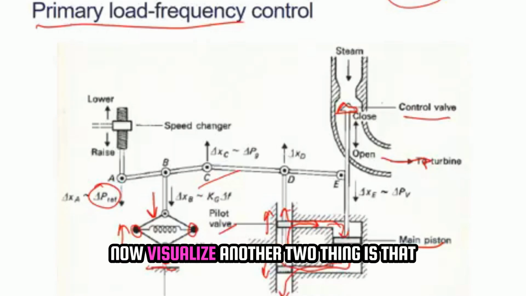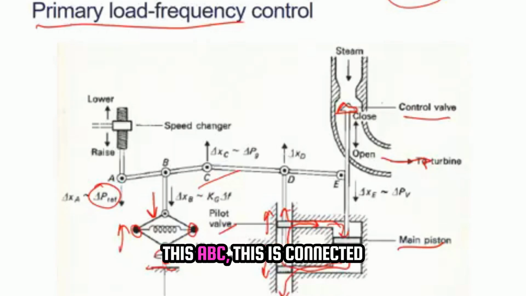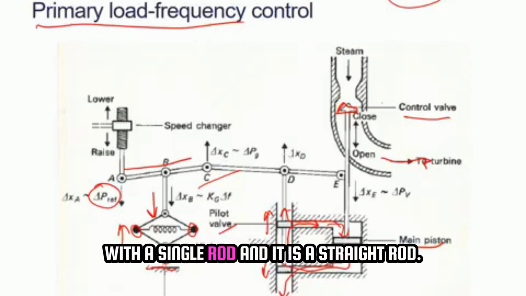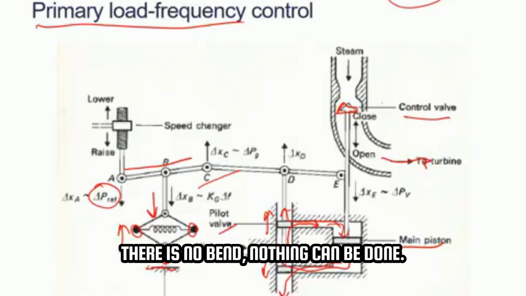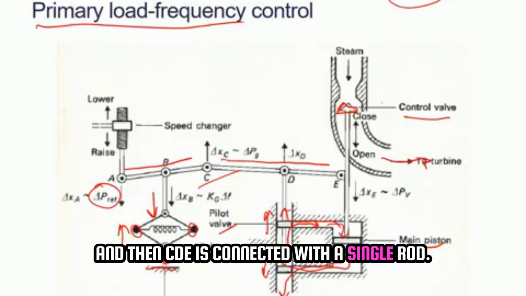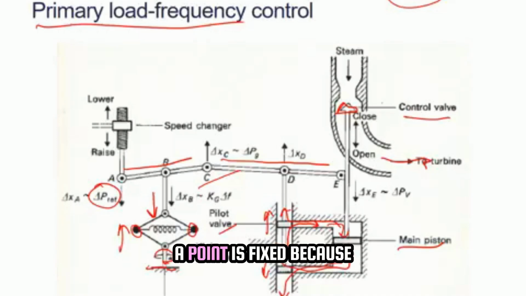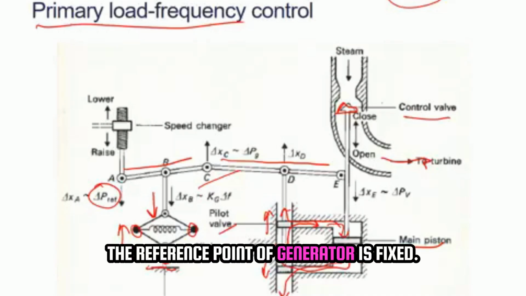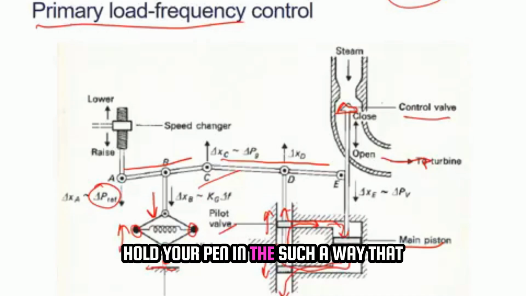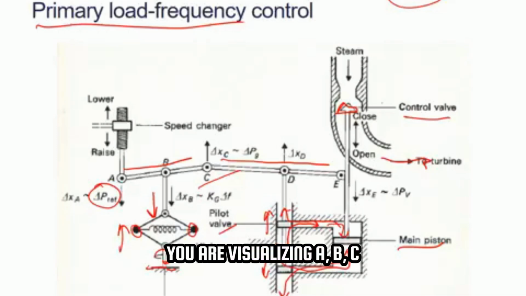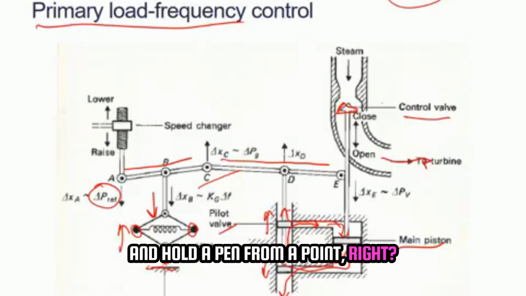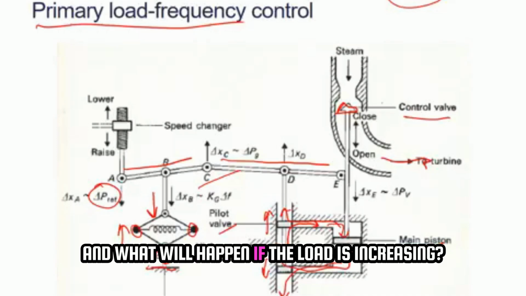Now visualize another two things: ABC is connected with a single rod, and it is a straight rod. There's no bend, nothing can be done. And then CDE is connected with a single rod. Now take your pen, and you see that A point is fixed because the reference point of the generator is fixed. Hold your pen in such a way that you are visualizing ABC, and hold the pen from A point, right? And let's imagine the load has increased, and what will happen if the load is increasing?